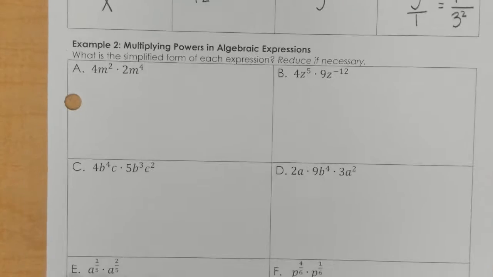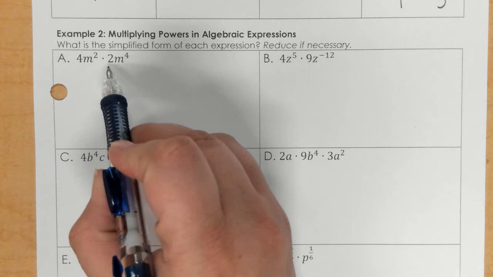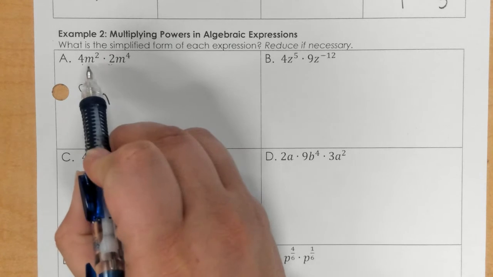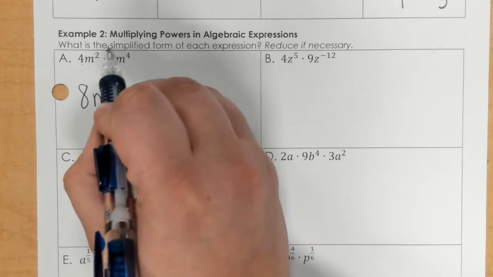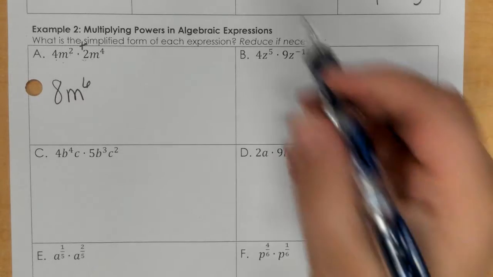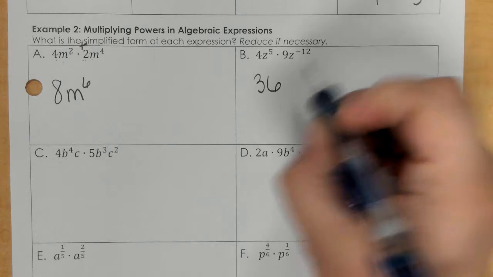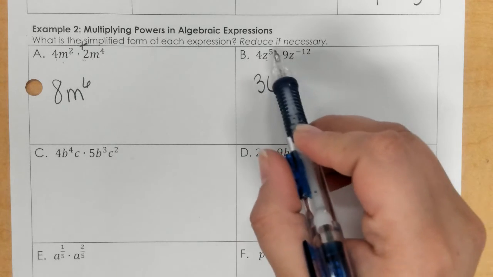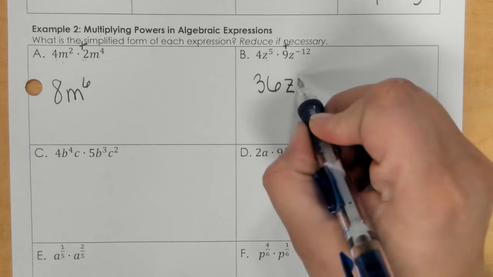For example 2, we need to multiply the big 4 and the big 2 here. And we say 4 times 2 is 8, but we notice that we have the same base being multiplied, which means you have to add the 2 and the 4. So 2 plus 4 gives you m to the 6th. Again, for part B, we have 4 times 9, and that's 36. Then we have a common or same base of the z, so 5 plus negative 12 is a negative 7.